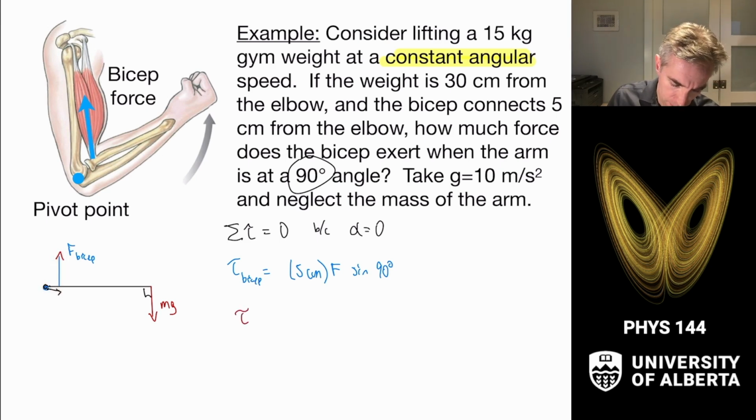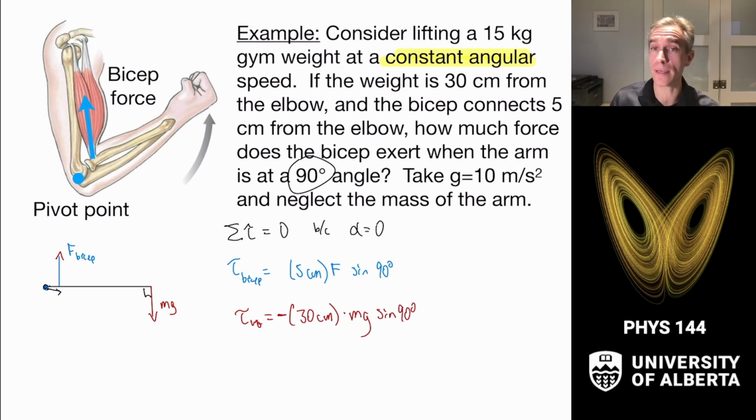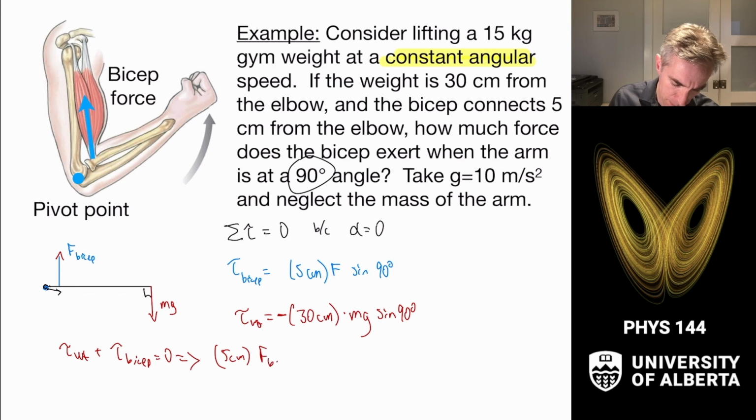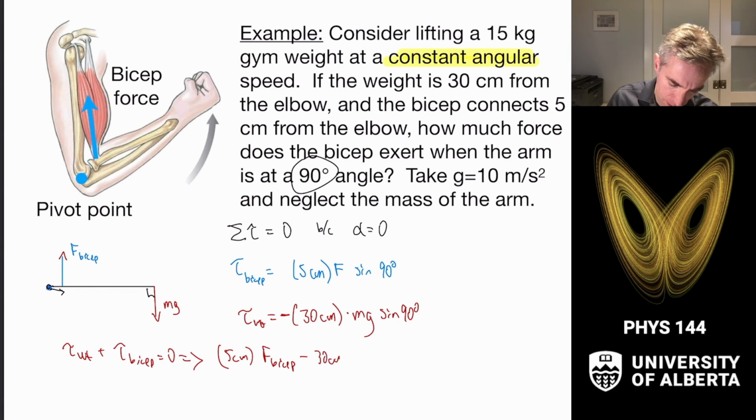The torque from the weight is just going to be the length of the moment arm, so that's 30 centimeters, times the weight, which is mg, also times sine of 90 degrees. And it's going to be negative because it's acting in the clockwise direction. So then we add up these two torques, tau weight plus tau bicep equals 0. And so 5 centimeters times the force of the bicep minus 30 centimeters times mg is equal to 0.